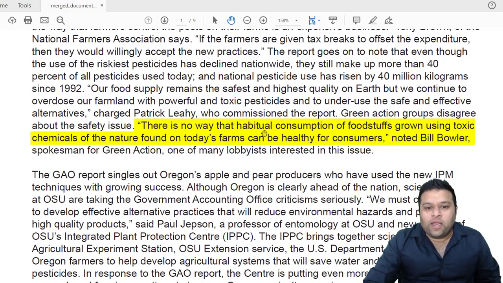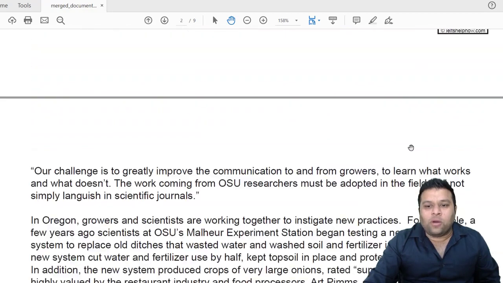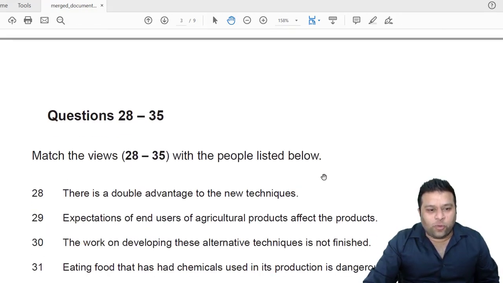So there is no way that regular consumption of foodstuff using pesticides, means toxic chemicals, there is no way that the food that is produced using chemicals or pesticides of nature found in this farm can be healthy. It means food that we use that is produced by using chemicals is not healthy. Who's saying that? Bill Bowler.